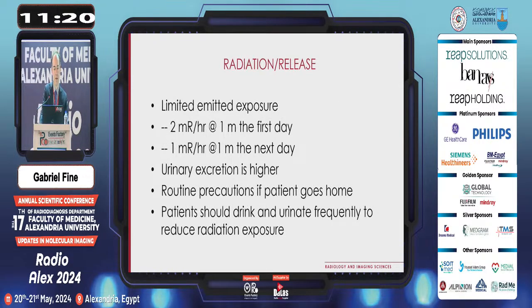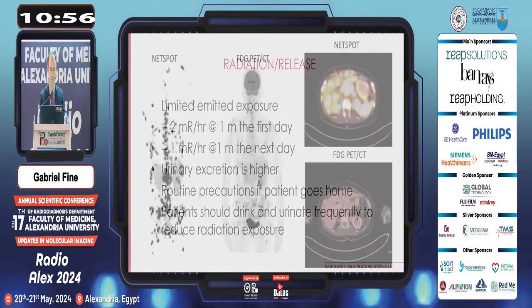Radiation release is pretty good, so they really have a pretty limited emitted exposure. They do excrete a lot of radiation in the urine, and they typically have to do routine radiation safety precautions if they go home. We want them to urinate frequently. Once this radiation has gotten to their GU system, we want it out of them. We don't want it irradiating anything other than the tumor, and we try to limit that as much as possible.